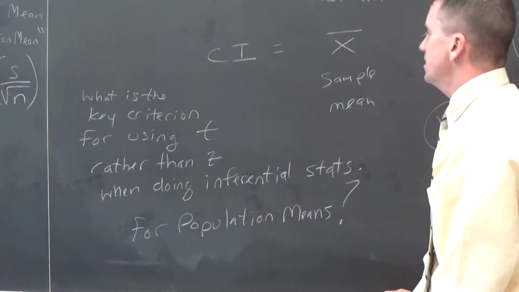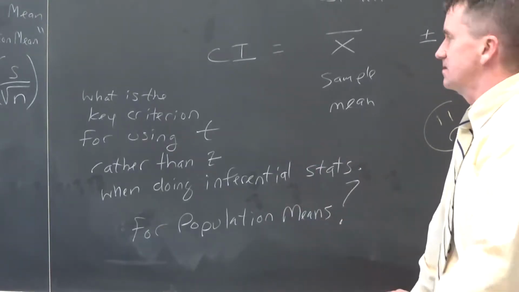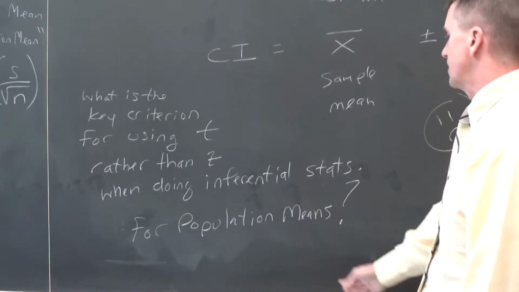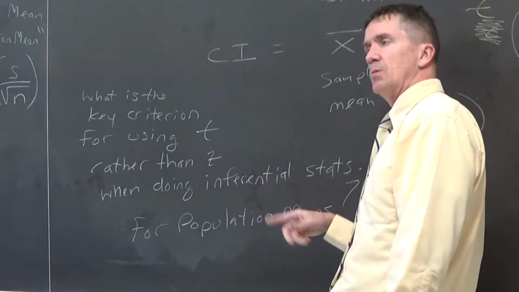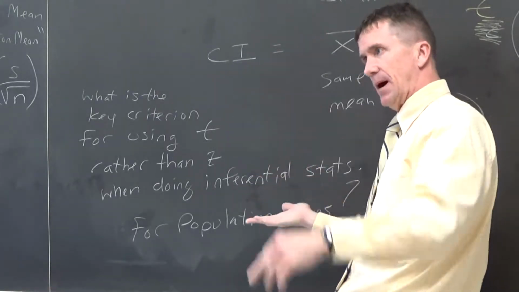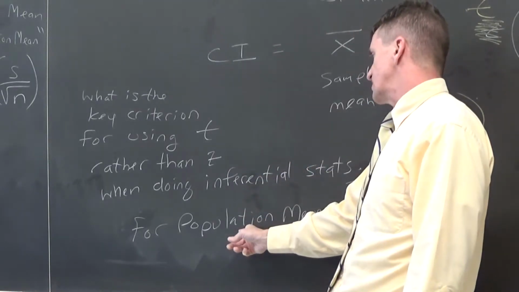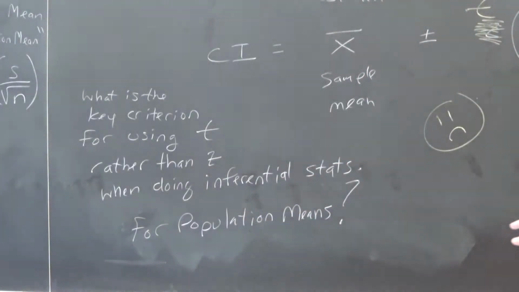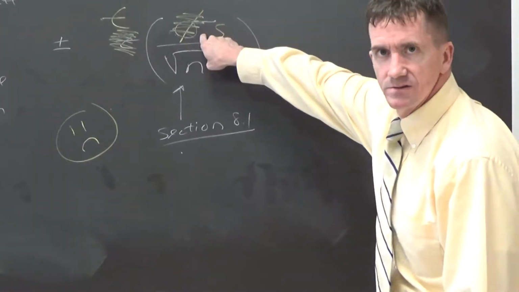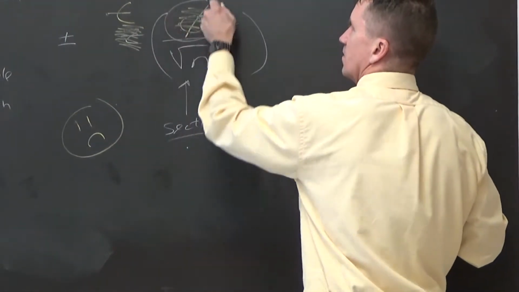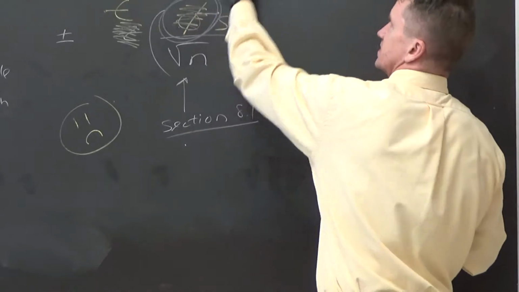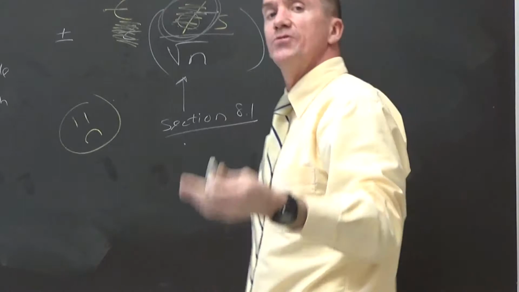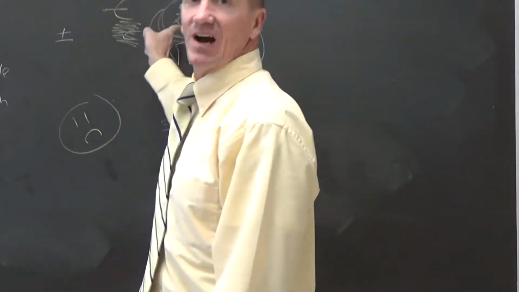What is the key criterion, the key reason that we're using this T rather than a Z? When we're doing inferential stats, that means doing confidence intervals, but we're going to do more inferential stats. We're making inferences on populations. Inferential statistics about population means. And the reason was right there. So let me circle it. What didn't we know? This is called the trouble. This is the reason. This was unknown. That's what caused this whole dilemma. That was the start of the entire trouble for Gossett.